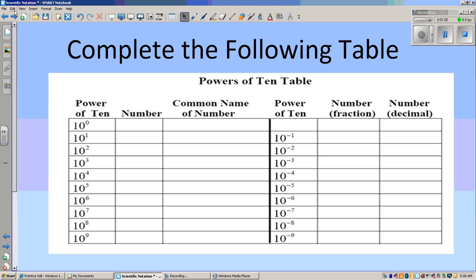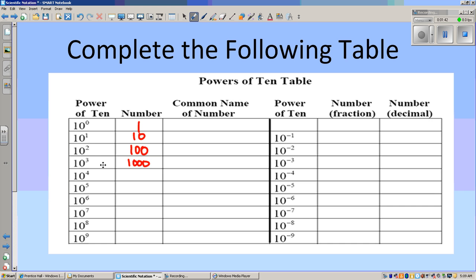So let's start by completing this table, this powers of tens table. I'm going to start you off, but I think you probably can fill this out yourself. Let's start with 10 to the 0 power. Any number to the 0 power would give us 1. So let's go ahead and put a 1 there. All right, what about 10 to the first power? 10, good. And 10 squared, that's 10 times 10, 100. And 10 to the third power, 10 times 10 times 10, yep, 1,000.